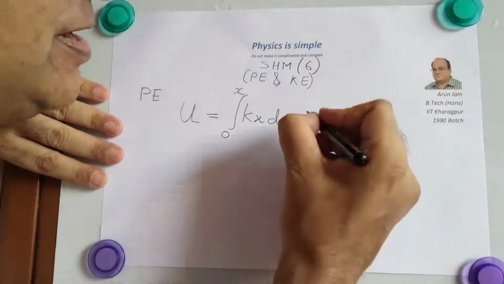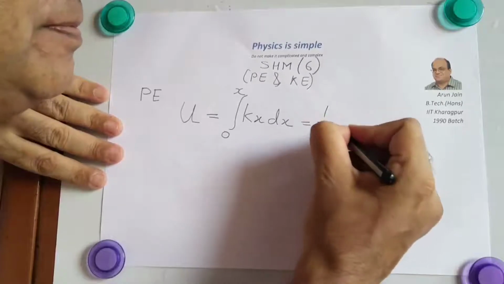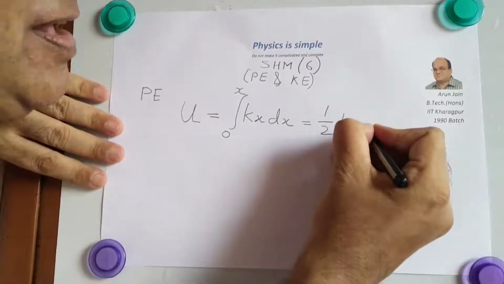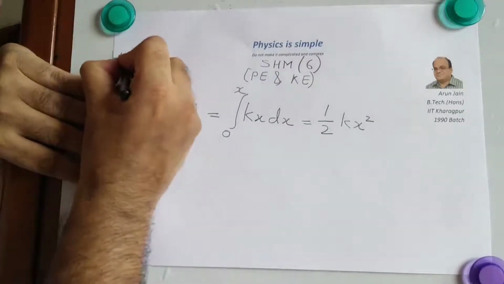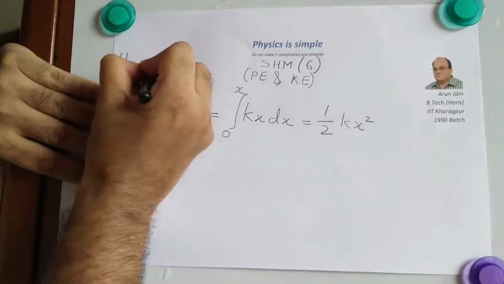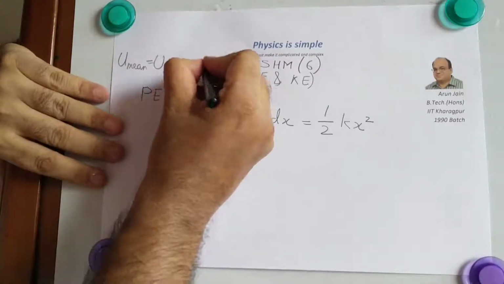And if we do this integration, which is very easy, we get half kx square. So this is the formula for potential energy. At the mean position, potential energy is minimum and we are taking it to be 0.